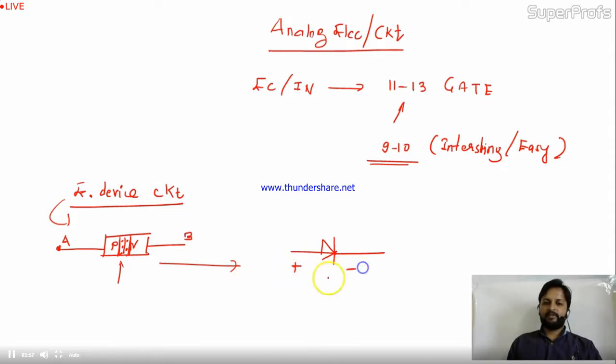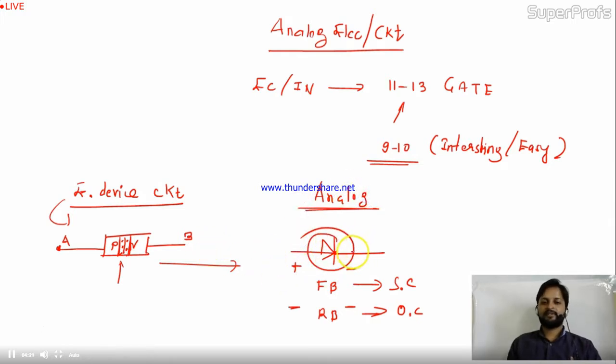When we connect the diode this way, it will be in forward bias. When we connect the same diode the other way, it will be reverse bias, right? In forward bias, the diode will be a short circuit. In reverse bias, the diode will be an open circuit. This we'll study in analog. In analog, we are not going to study deeply how it works. We just have to know the working or characteristics of any element, whether it is a transistor, a diode, an FET, whatever it is. Is it okay? So this is about analog.